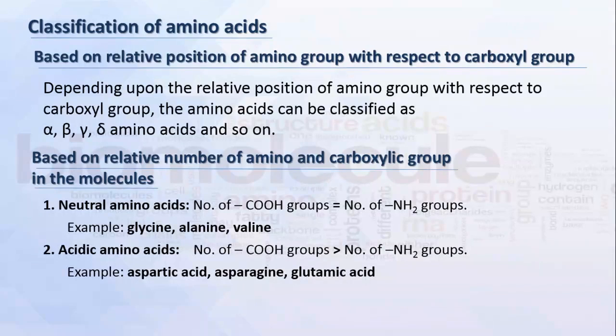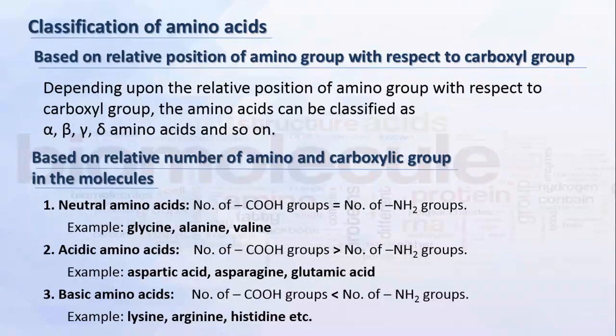Acidic amino acids, where the number of carboxylic groups is greater in comparison with amino groups. Example: aspartic acid, asparagine, glutamic acid. Basic amino acids, where the number of carboxylic groups is less when compared to the amino groups. Example: lysine, arginine and histidine.